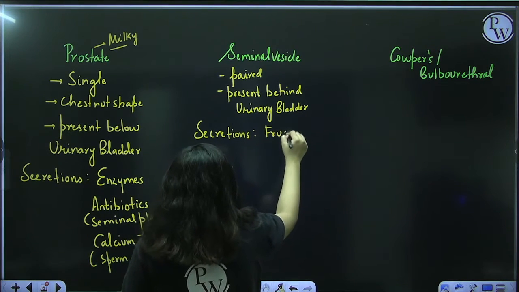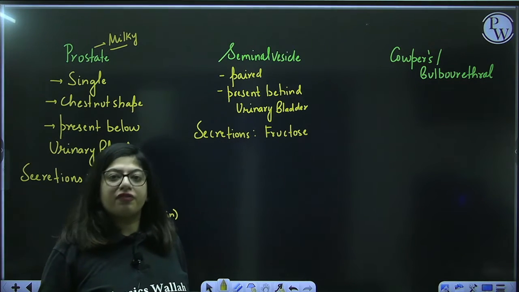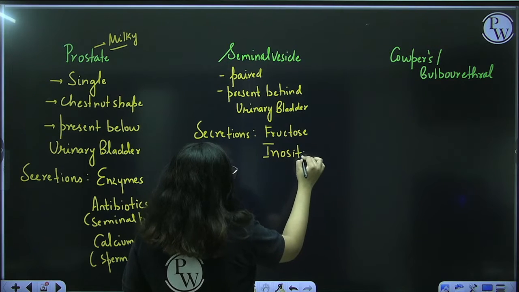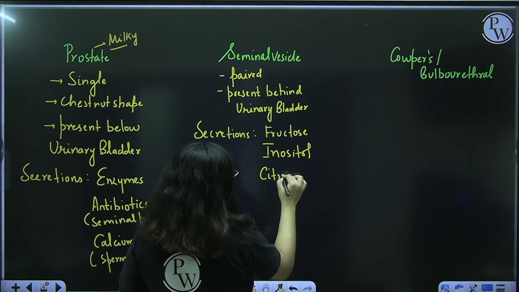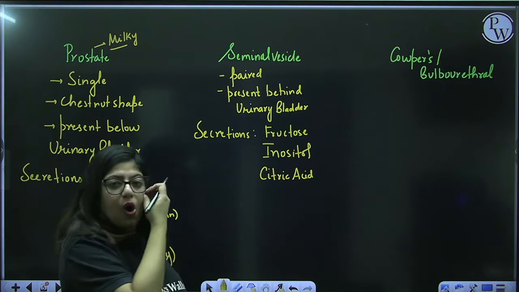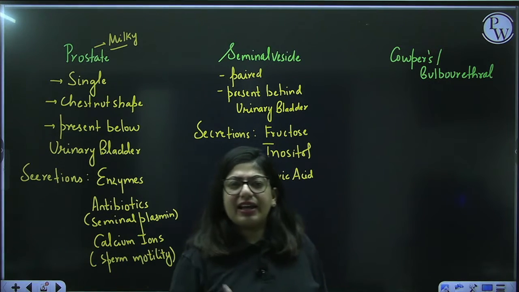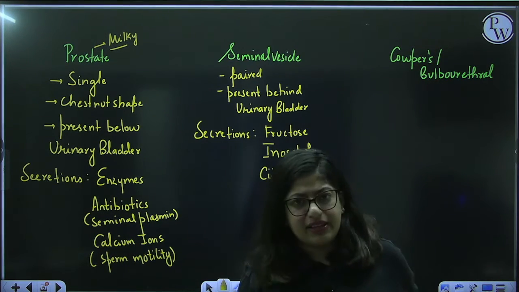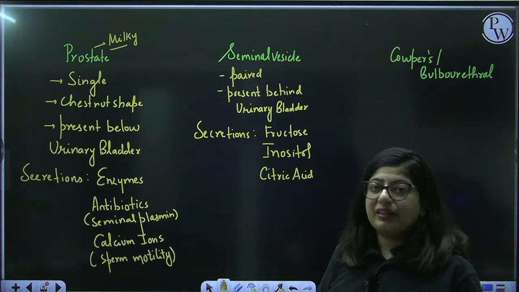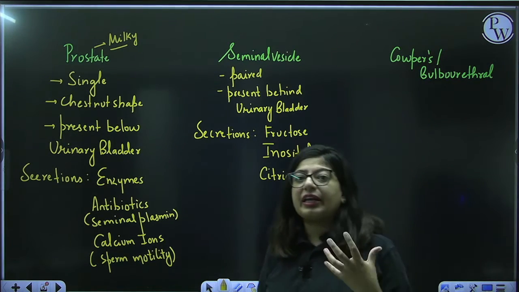fructose. Why fructose? Fructose is a sugar. Its secretions are fructose, inositol, which is also a sugar, and citric acid. Inositol and fructose, they all will provide energy. They all will provide energy because just like all cells need glucose for metabolism, sperm is also a cell.